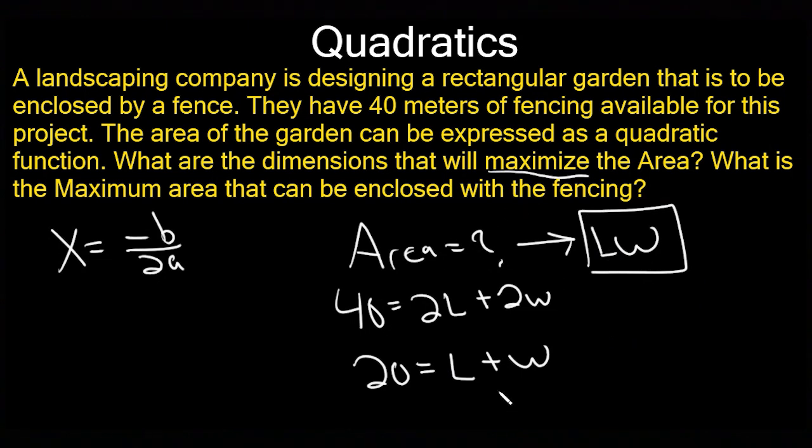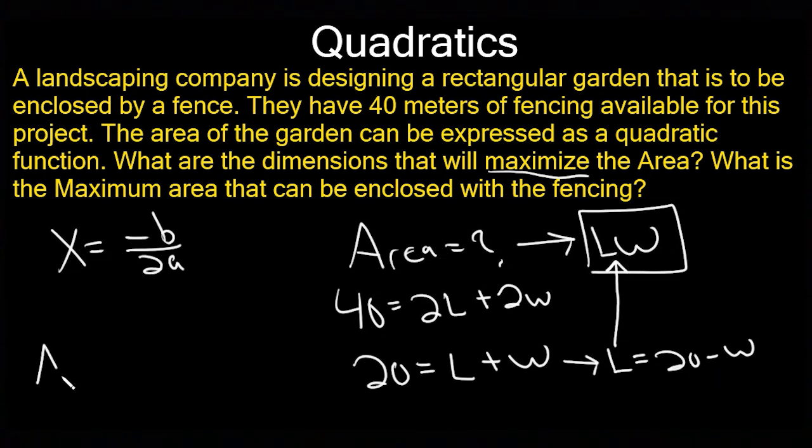So for example, if I solve for L, what do I get? I'm going to get length is equal to 20 minus W. And then I'm going to take this L and plug it into this part here. And that's how I can represent the quadratic. Because remember, they're telling me that the area of the garden can be expressed as a quadratic function. So if I'm dealing with a rectangle, I do length times width, that's going to be my quadratic. And so what is that going to look like? Well, it's all going to be in terms of W, right?